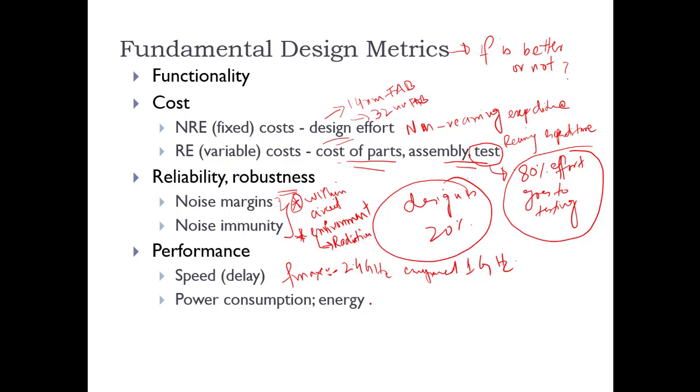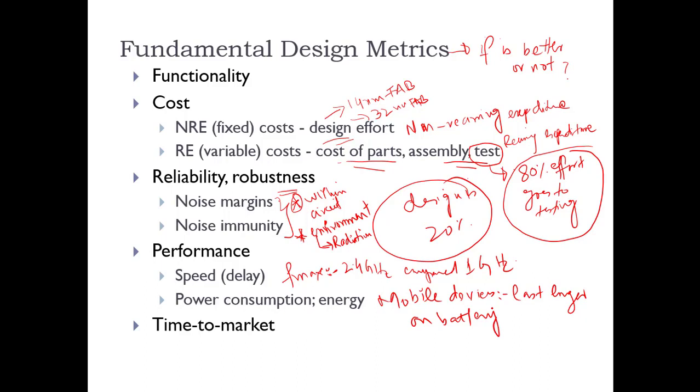And then you want low power consumption or energy. So this is because all your mobile devices, you want them to last longer on battery. So these are the fundamental design metrics for a digital system.